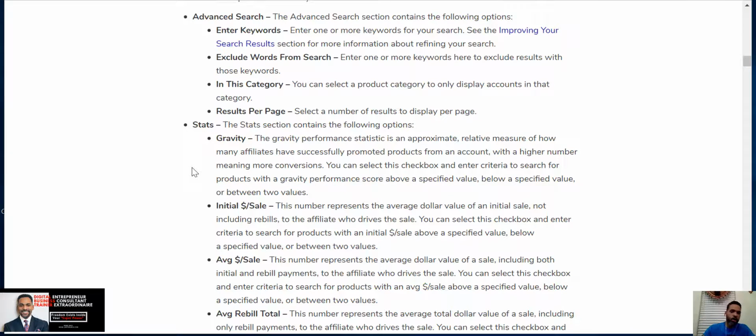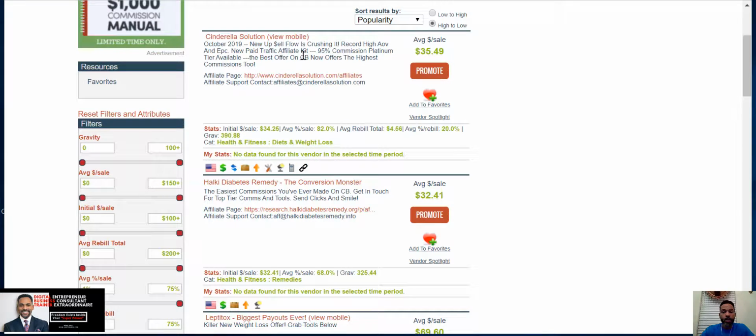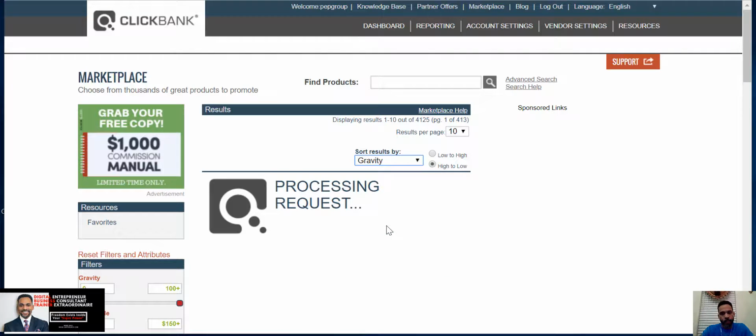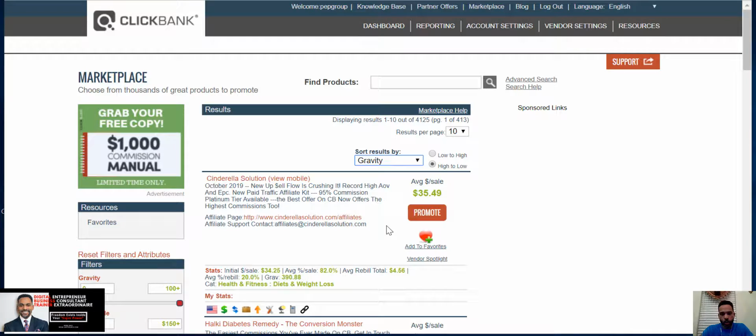All right, so let's talk about that gravity that I mentioned before. Let me read the definition of gravity. The gravity performance statistic, so we're right here at the top, is an approximate relative measure of how many affiliates have successfully promoted products from an account, with a higher number meaning more conversions. All right, so watch this. Let me go back here and sort results by gravity. That's what I always like to sort by.